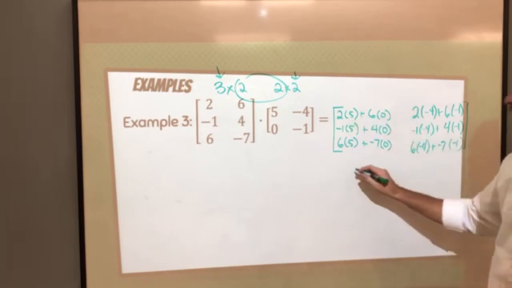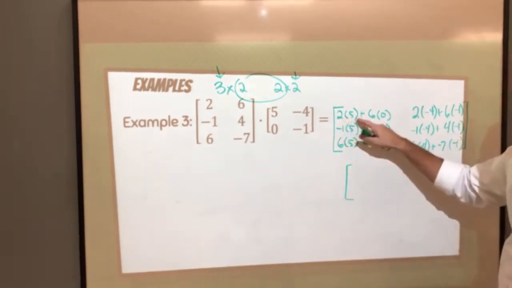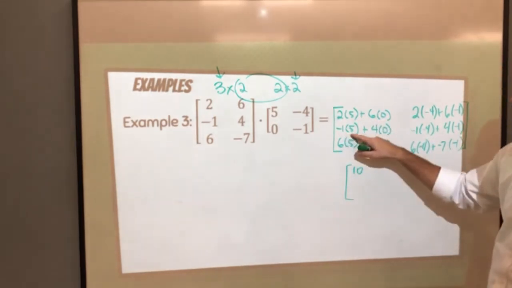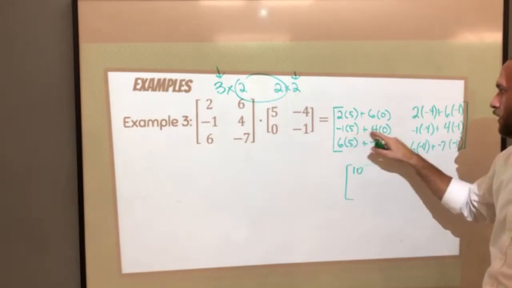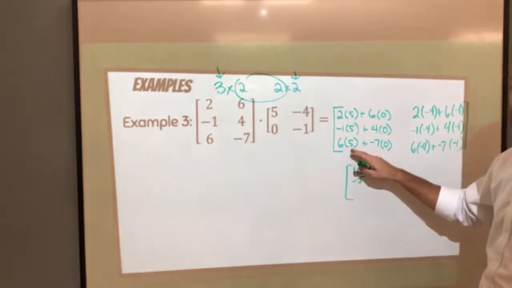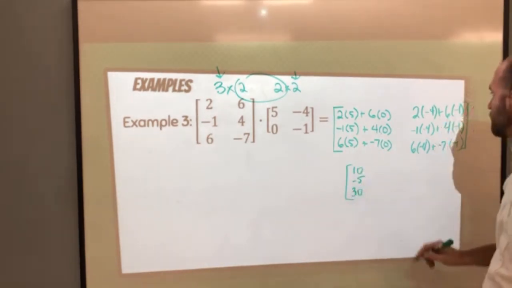So let's go ahead and do our addition, subtraction, multiplication, all that fun stuff. 2 times 5 is 10, plus 0 is just 10. Negative 1 times 5 is negative 5, plus 0 is just negative 5. And 6 times 5 is 30, plus 0 is still just 30.